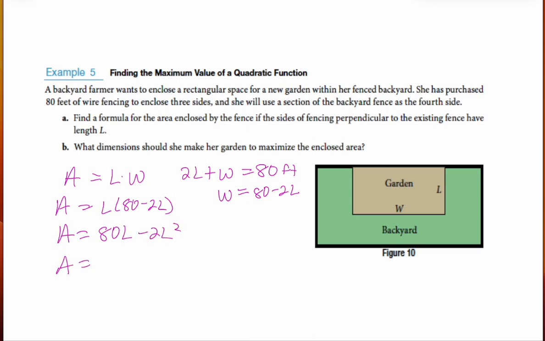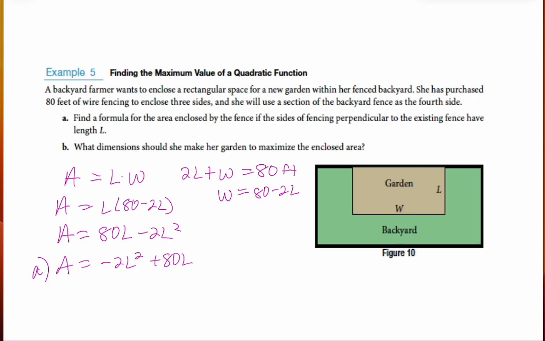Now I'm going to put that into general form by putting my L squared first. So then we can see our A and our B and so on. Okay, so we have a formula. This is an upside down parabola. So it has a maximum at the vertex. So it says find a formula for the area. That's what we did right here.